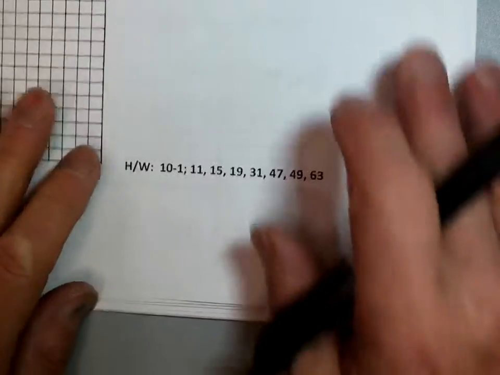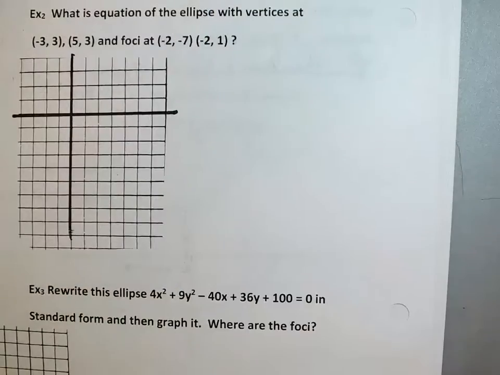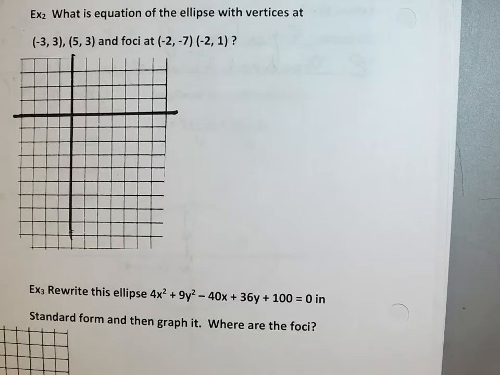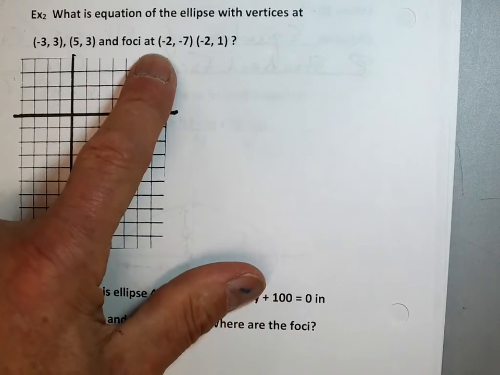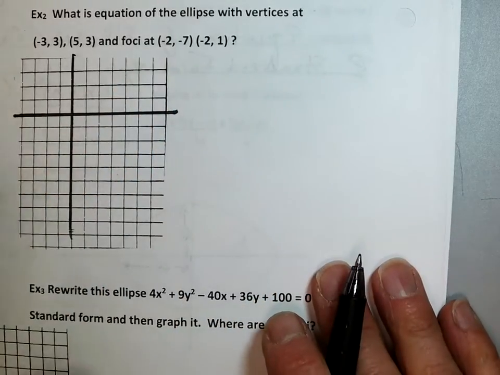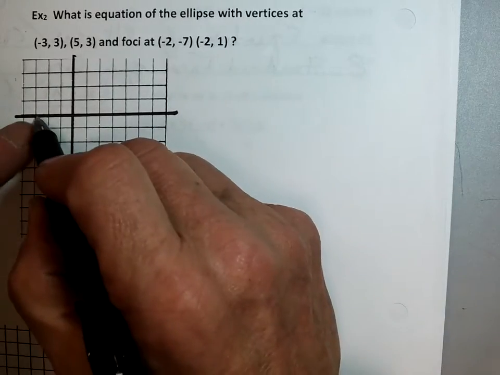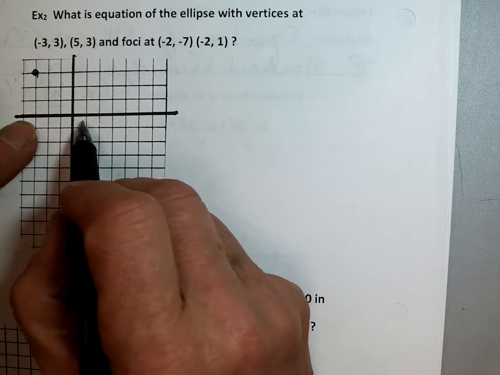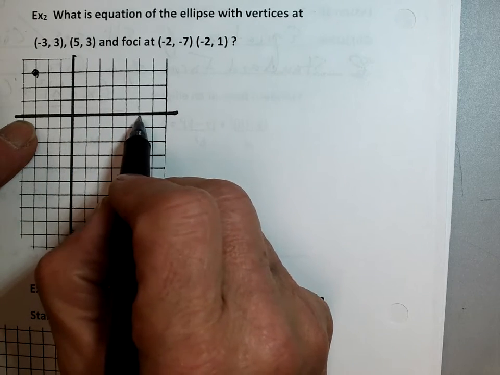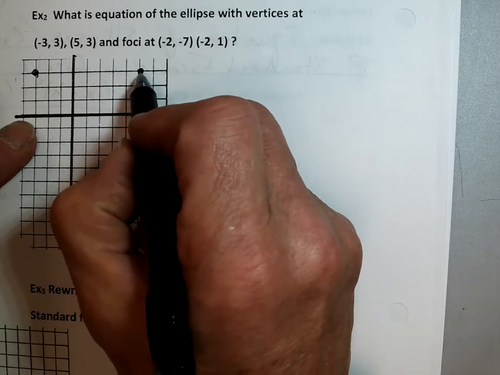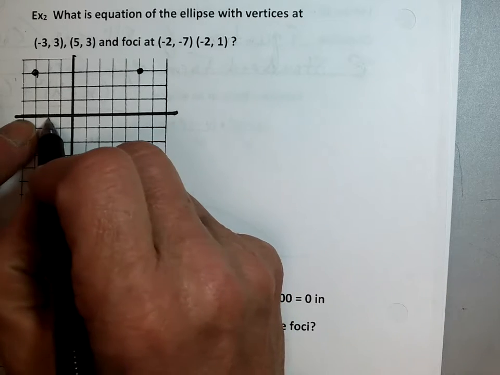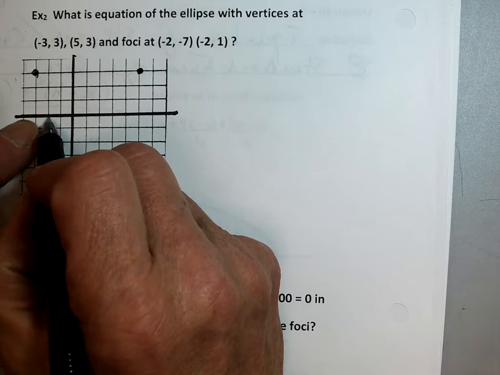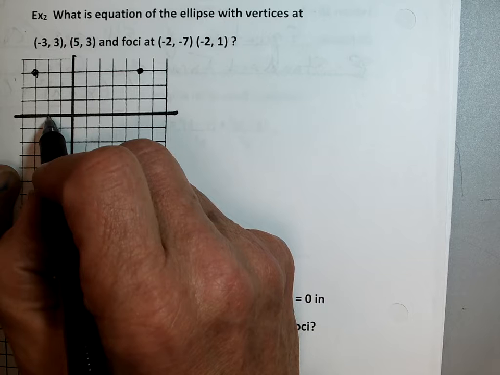Now, example 2. What is the equation of the ellipse with vertices at... and it gives us a focus too. Okay, so let's see if we can graph this. So we've got negative 3, 3, that's a point here. 5, 1, 2, 3, 4, 5, 3. And a focus at negative 2, negative 7.